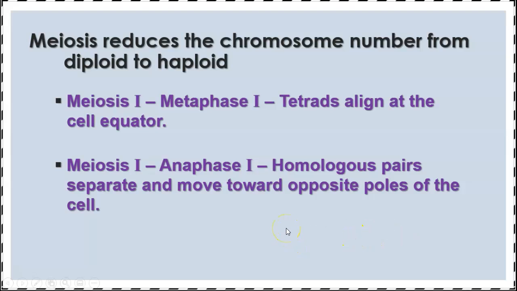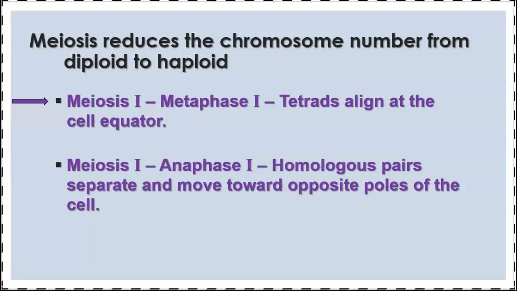In metaphase 1, the tetrads line up at the cell equator. That's something that's different also because, again, the tetrads stay together and they line up at the cell equator. They still attach to spindle fibers. A big difference here is that the spindle fibers from one end attach to one of the chromosomes, and the spindle fibers from the other end attach to the other one in the tetrad.